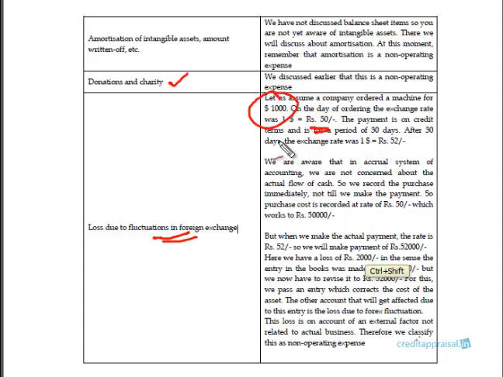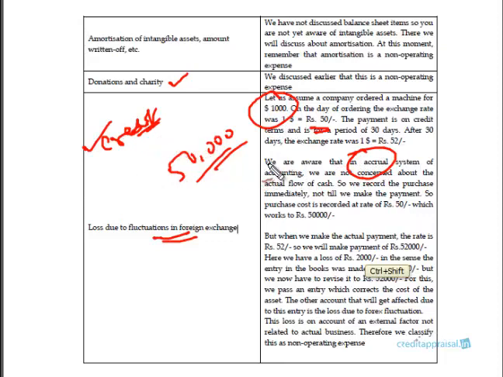But the payment is on credit basis. We discussed what a credit payment is. So the company need not pay this amount right now. 50,000 rupees is the cost of the machine. We know under the accrual system of accounting, even though it is a credit payment, what is important for us is the event, not the actual cash flow. So we directly record this 50,000 as an expense. Okay, fine.